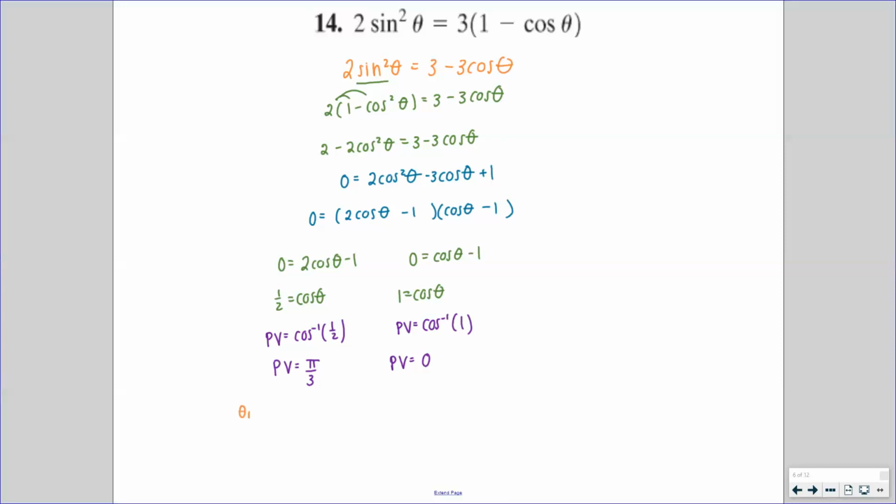Okay, write the general solution equations. Both of these are coming from inverse cosine. So we're going to use the cosine equations here. So principal value plus 2 pi n and negative principal value plus 2 pi n. Moving on to 0. Principal value plus 2 pi n, that's just 2 pi n. And then negative principal value plus 2 pi n. Negative 0, not something we write. So these are the 3 general solution equations for this problem.